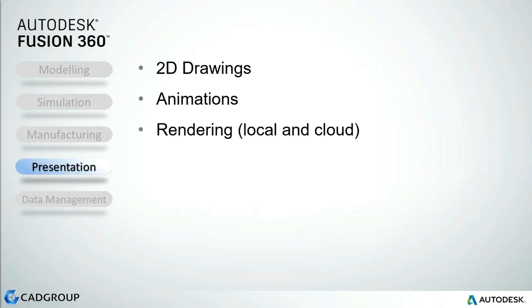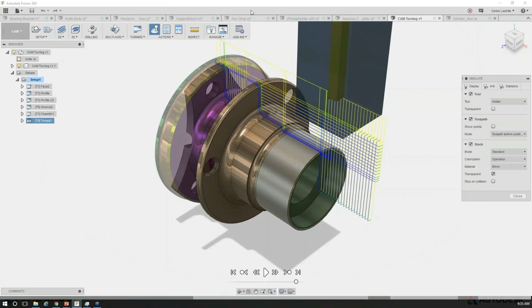There's also a rendering engine which uses ray tracing, which will give very good results. And you can do either a local render or cloud render. And as usual, cloud rendering does consume cloud credits. And the number of cloud credits that you consume depends on the size and resolution of the image that you want to render. So let's have a look at this specific functionality.